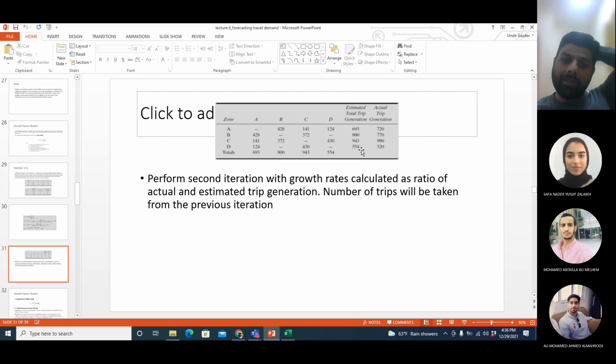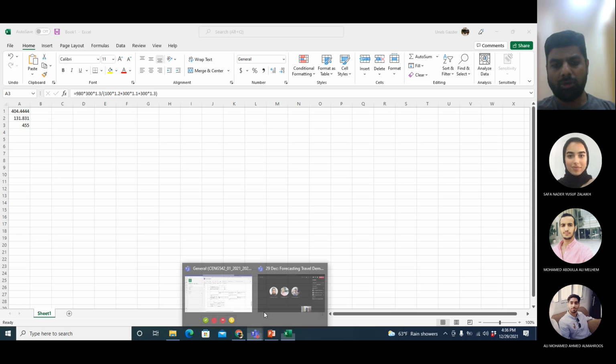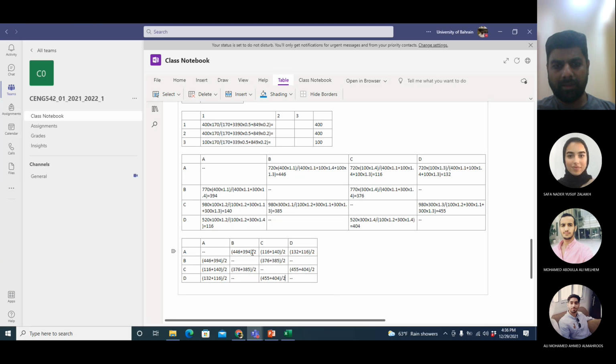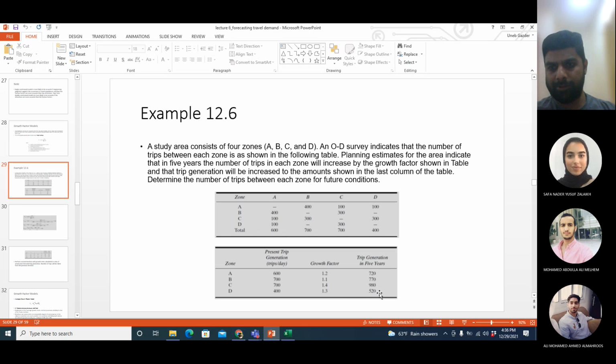Okay, so the next step is that now you have the number of trips generated from each zone and the number of trips attracted to each zone, and you already have these numbers calculated from where you started: 720, 770, 980, 520. If you take the summation of any row or any column in this matrix, it should be equal to these numbers, the future values which you already have, the present generation into the growth rate.